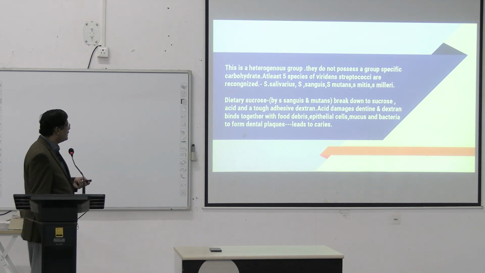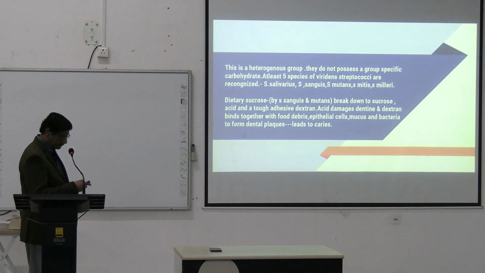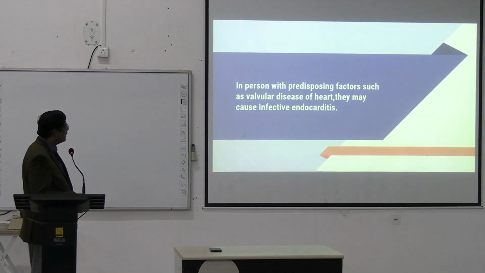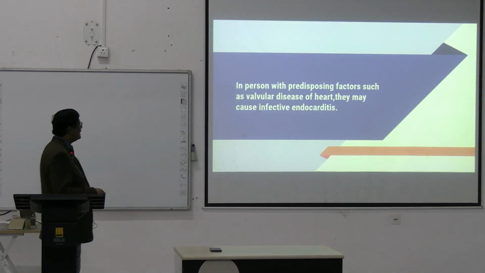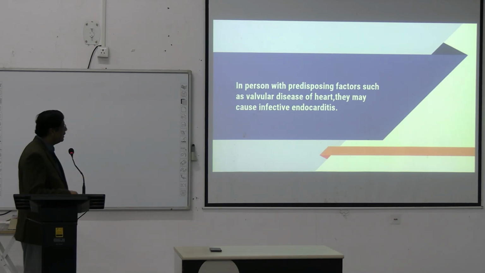So, other groups of Streptococcus are classified with alpha hemolysis, and dietary sucrose is important here for sanguis and mutans. They break down sucrose to acid and tough adhesive dextran. Acid damages dentine, and dextran binds together with food debris, epithelial cells, mucus, and bacteria to form dental plaques, which leads to dental caries. In persons with predisposing factors such as valvular disease of heart, they may cause infective endocarditis.